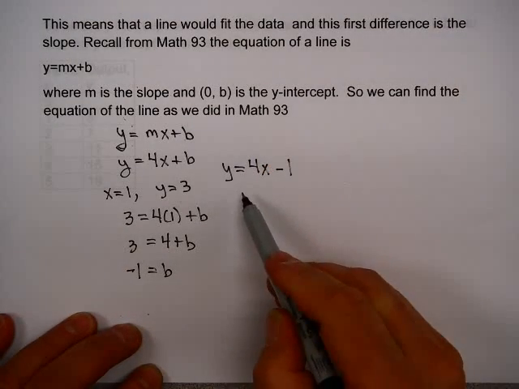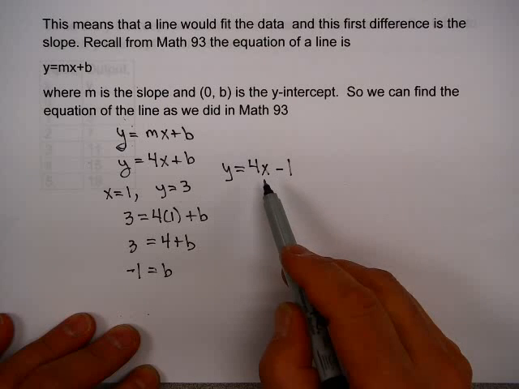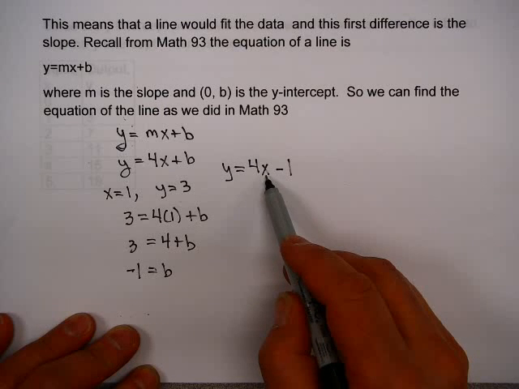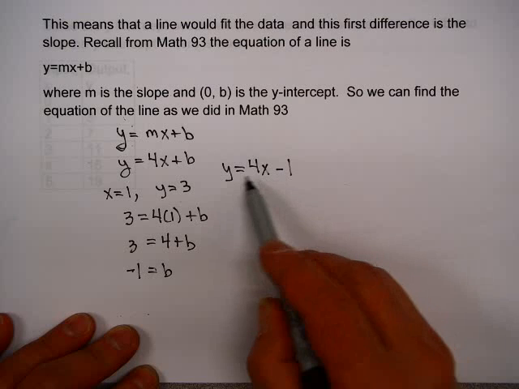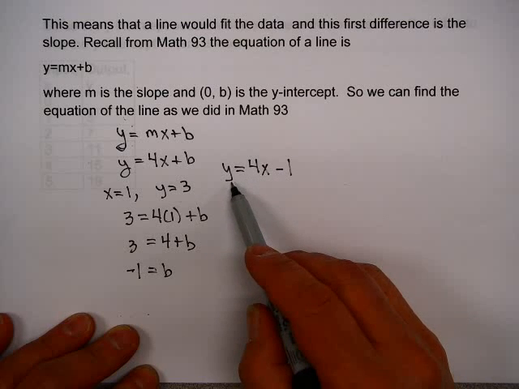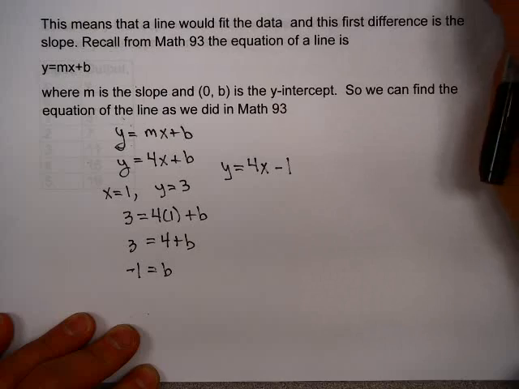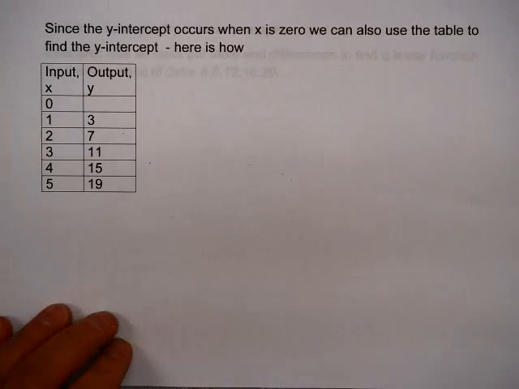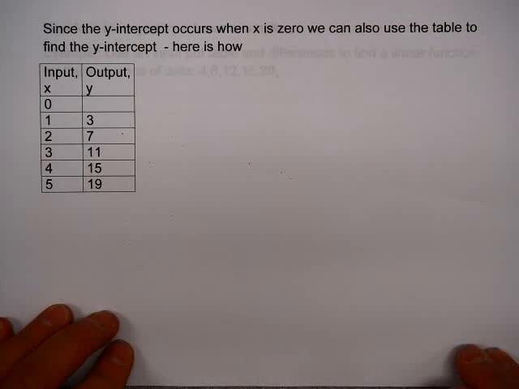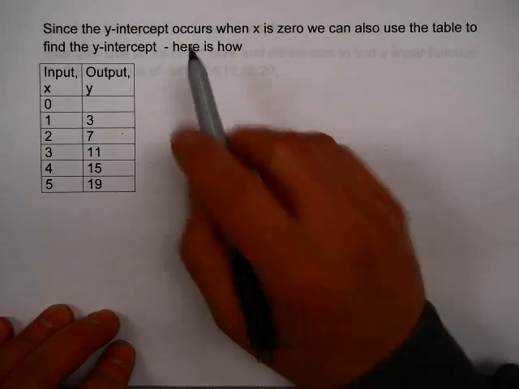Now what's useful about this is if I want to find the 100th term of this sequence, I could just plug in 100 in for x, do the math, and that would give me the y. So that's kind of useful. Here's another point.